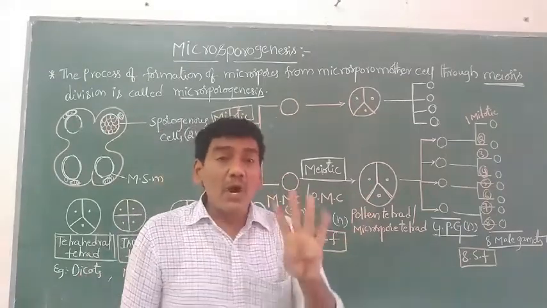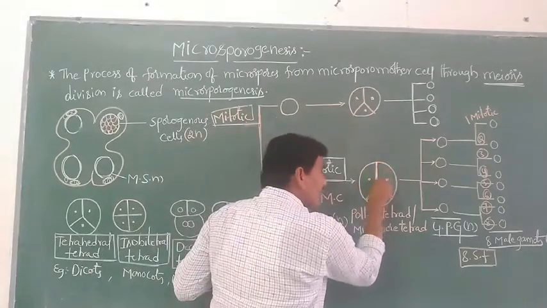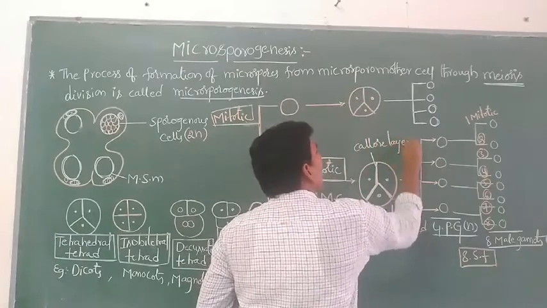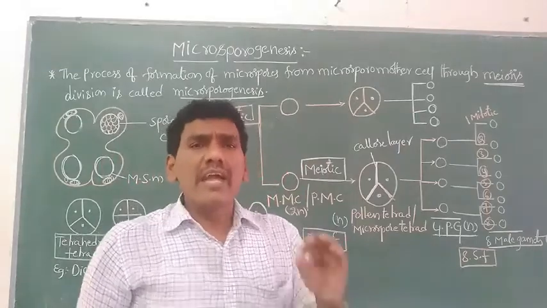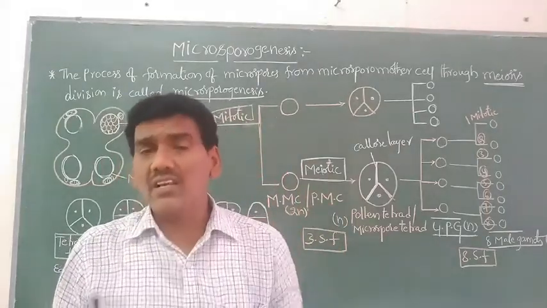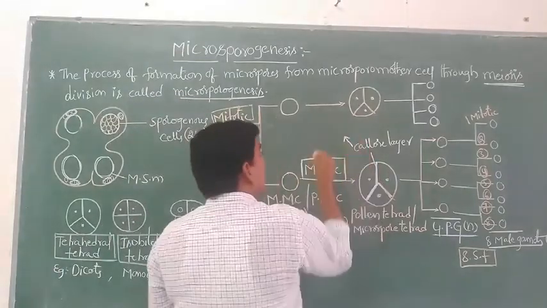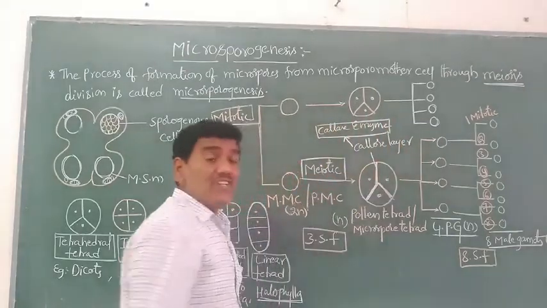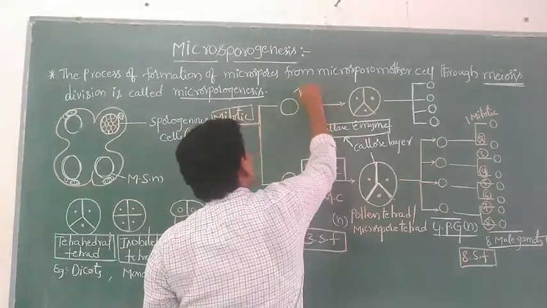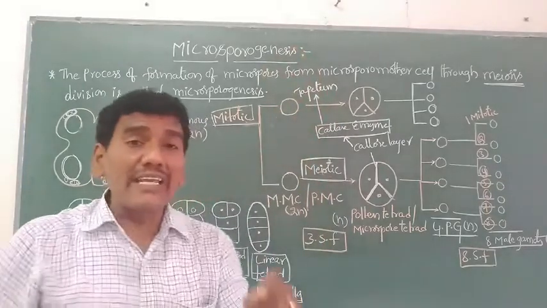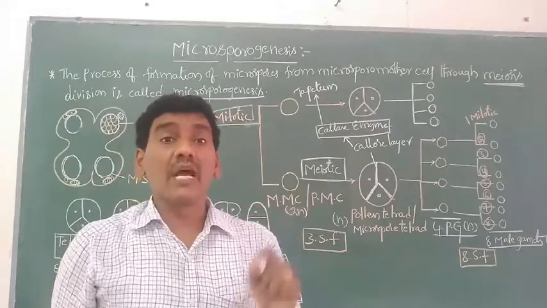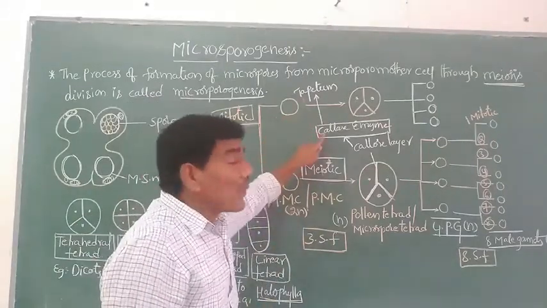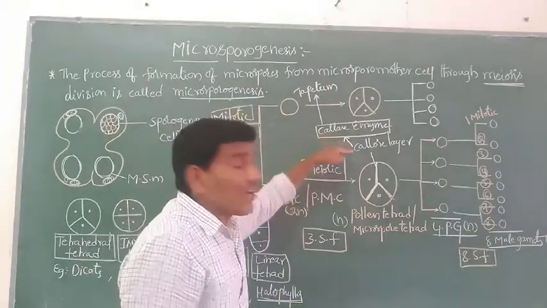At this stage, the four pollen grains are attached to each other with the help of the callose layer. Generally, as the anther matures, the callose layer disappears by the callase enzyme. The callase enzyme is synthesized by the tapetum. The tapetum is the innermost layer of the anther. From the tapetum, the callase enzyme is synthesized. The main function of the callase enzyme is to degenerate the callose layer.